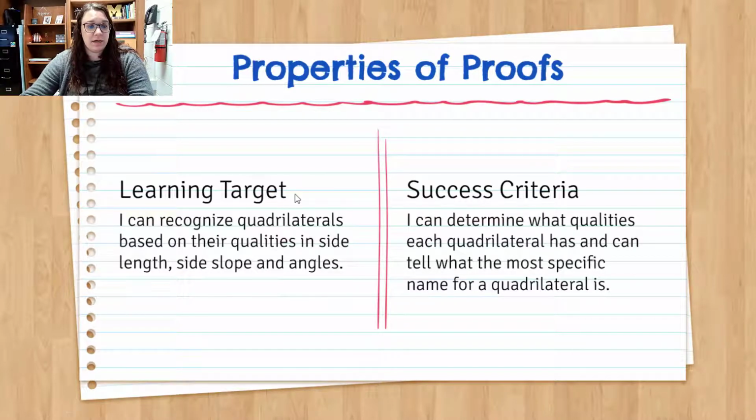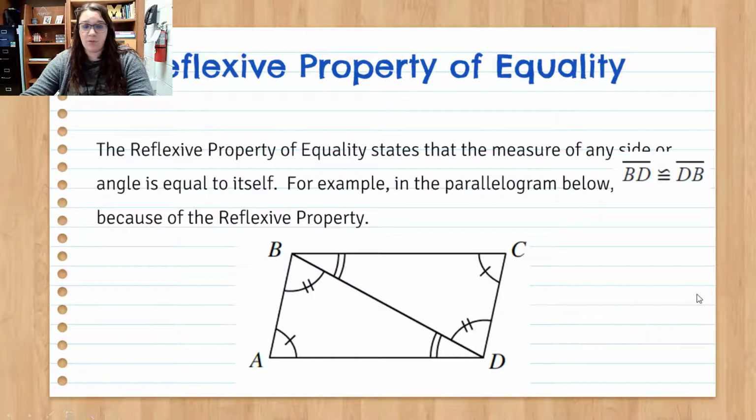Let's jump in, and the first one I want to mention is the reflexive property of equality. The reflexive property of equality states that the measure of any side or angle is equal to itself. I always think about if you were flexing in front of the mirror, you're looking back at yourself. So for example, in this parallelogram, side BD, which is in both triangles, is congruent to itself. We can mark it like that. So if I was going to try to prove these triangles were congruent, one of my ideas could be that BD is congruent to DB, and we could show that by the reflexive property of equality.